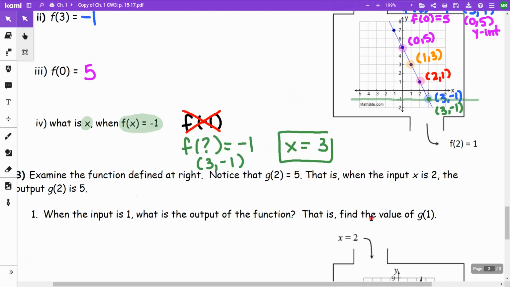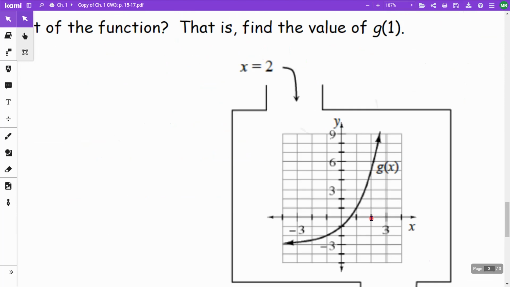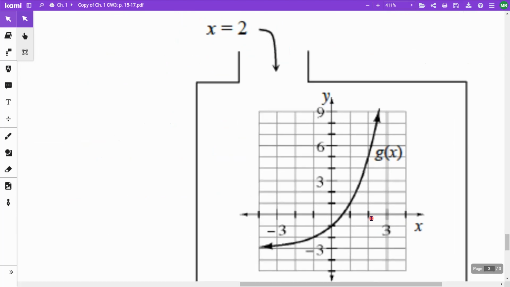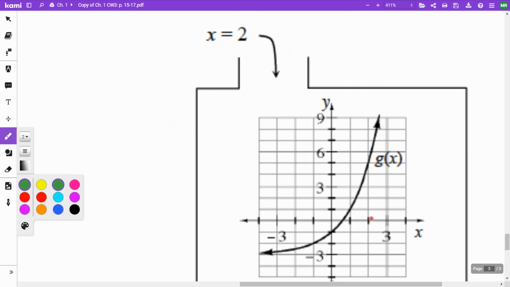Examine the function defined at the right. Notice that g of 2 is 5. That is, when the input x is 2, the output g of 2 is 5. Okay, so when I come here and I go to 2, I'm just going to draw a line at where my x is 2. So this is where my x is 2.